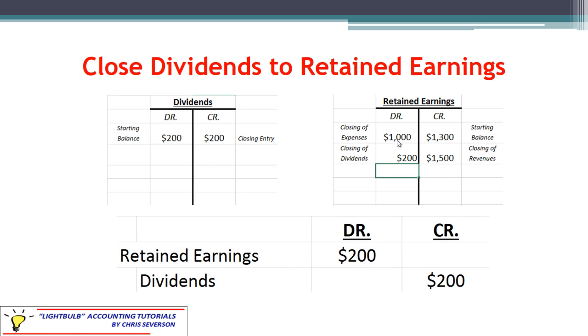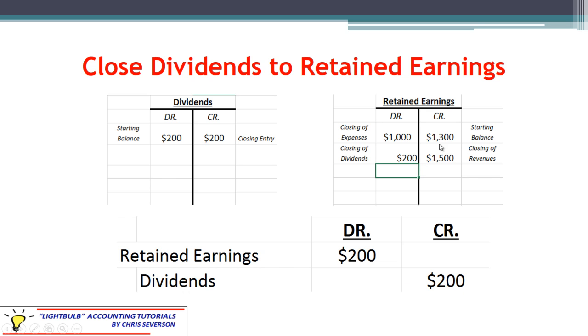Dividends, very similar to expenses. It's the same basic journal entry. We start off with a debit balance in dividends, so we have to credit that account to close it. And then the debit to the entry goes to retained earnings. So debit to retained earnings for $200, credit to dividends for $200 to reduce it.